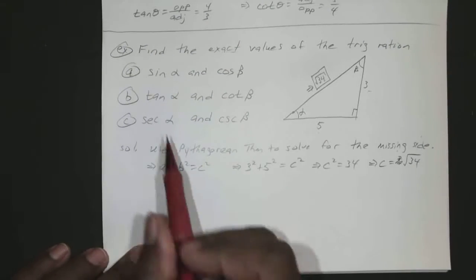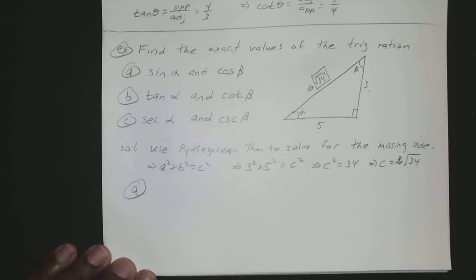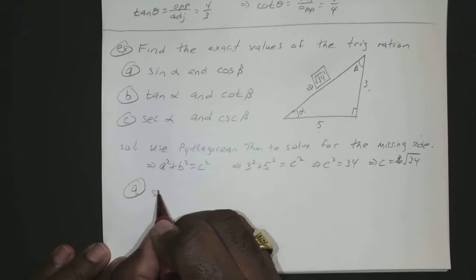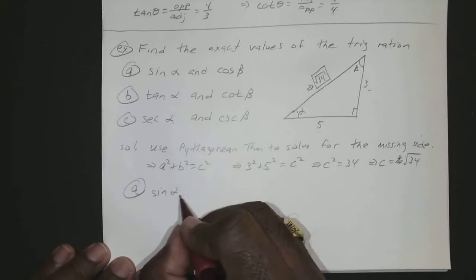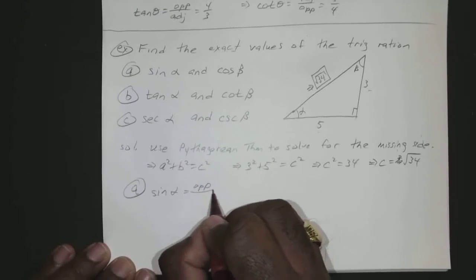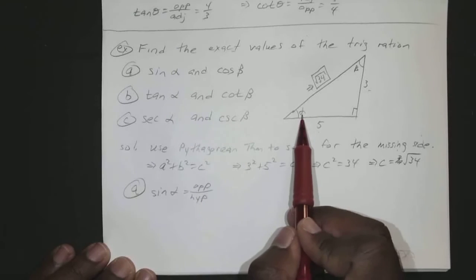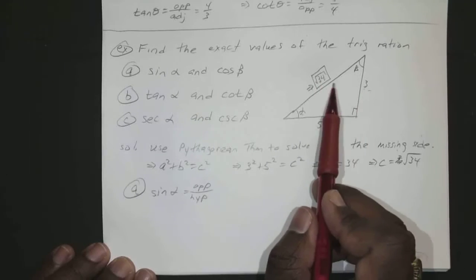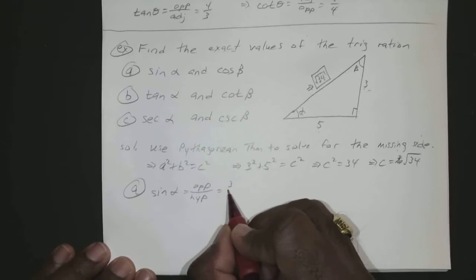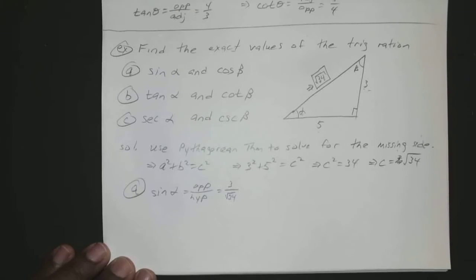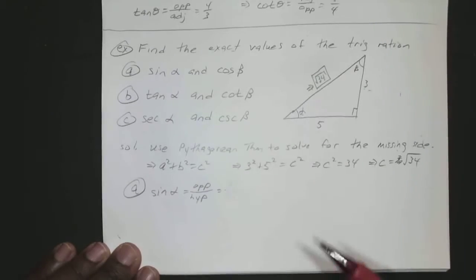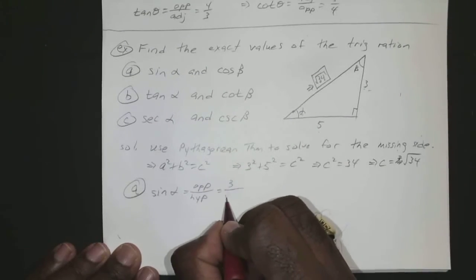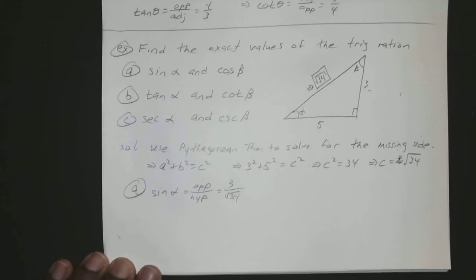Okay, so to find our sine and cosine, put that right there. Sine of alpha equals opposite over hypotenuse. So if this is our alpha, that's our opposite, and that's our hypotenuse. So you have 3 over square root of 34. And we won't worry about rationalizing it. If they did want you to rationalize, you just multiply both by square root of 34.